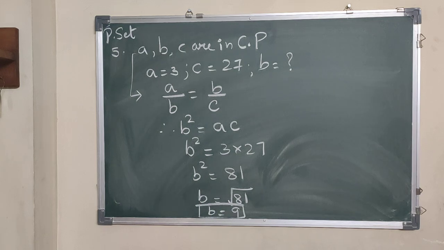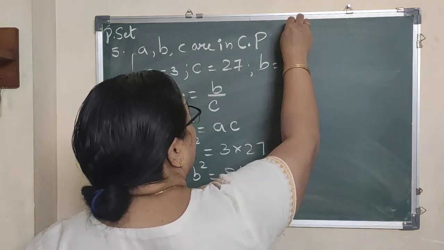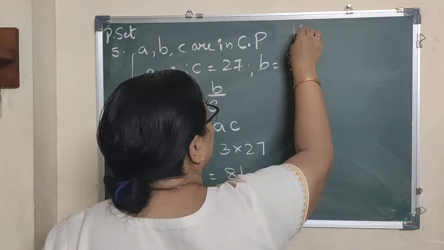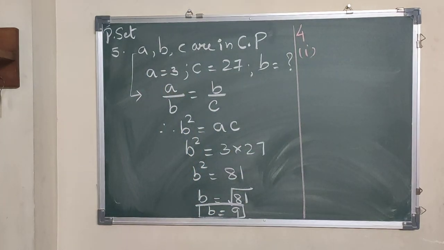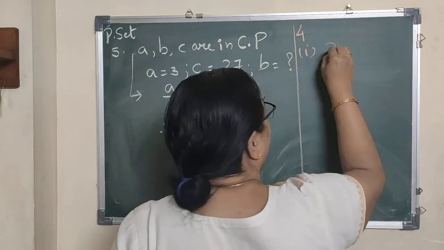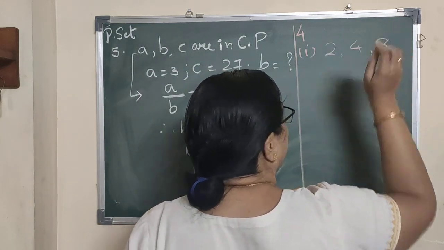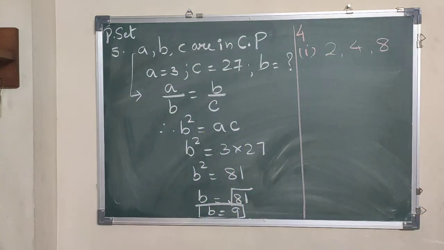Now we go to the fourth one. Check whether the following numbers are in continued proportion. There are 4 sums, I'll do 2, you will do the remaining 2. I'll do the first and the third. Odd for me, even for you. 2, 4, 8. They're asking us whether they are in continued proportion or not.